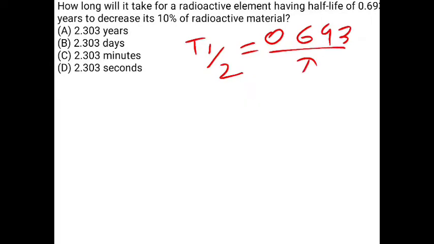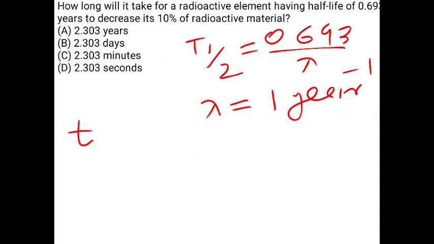How long will it take for a radioactive element having half-life 0.693 years to decrease its radioactive material by 10%? T half equals, we know the expression, 0.693 divided by lambda. Here T half is given 0.693 year, therefore lambda equals 0.693 divided by 0.693, that equals 1 per year.